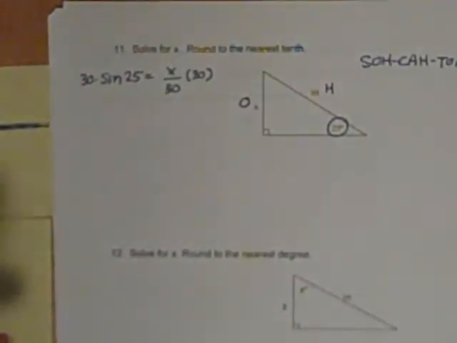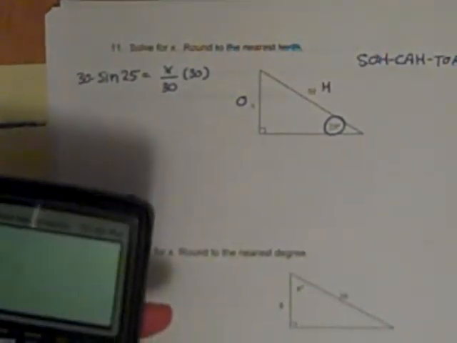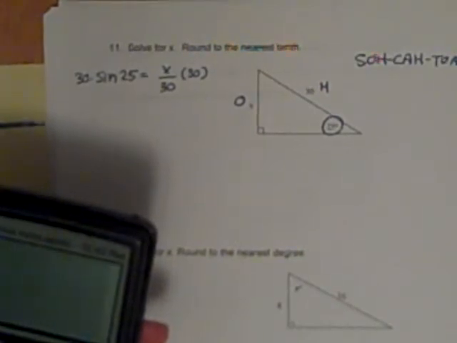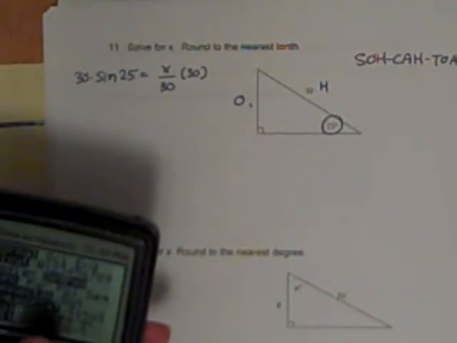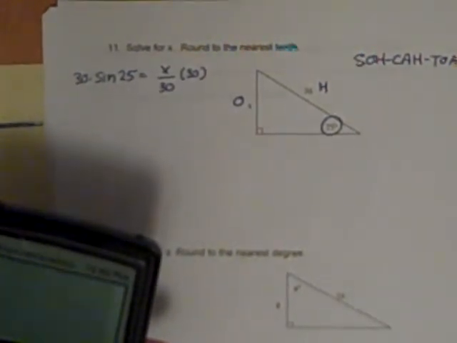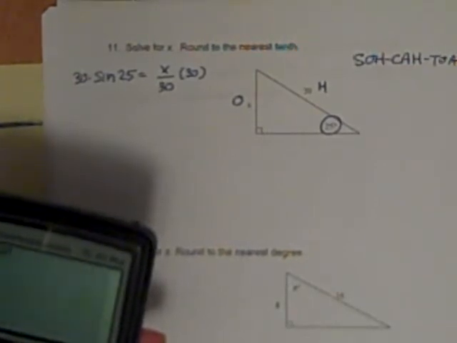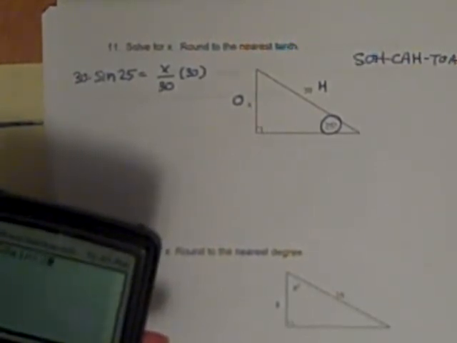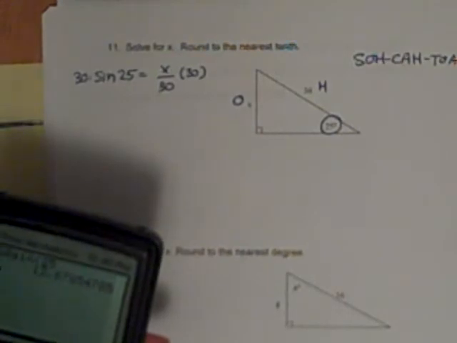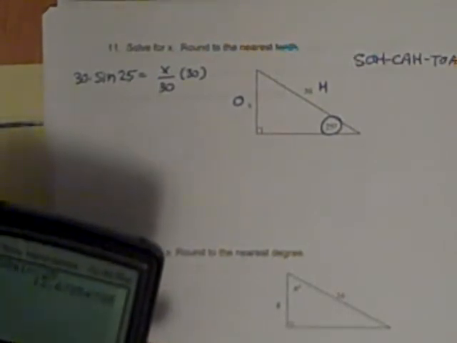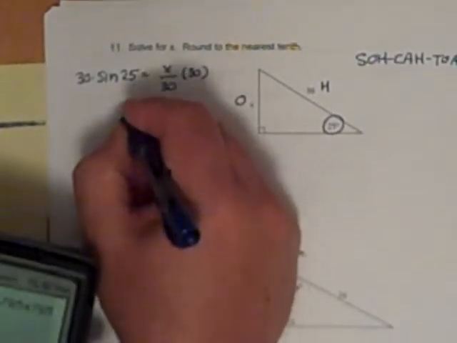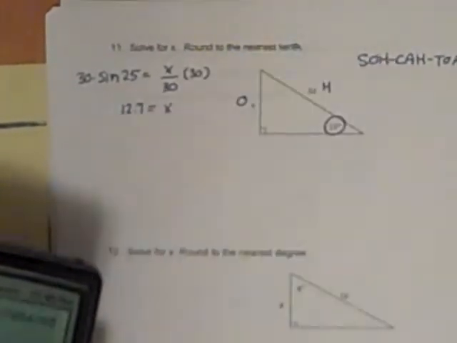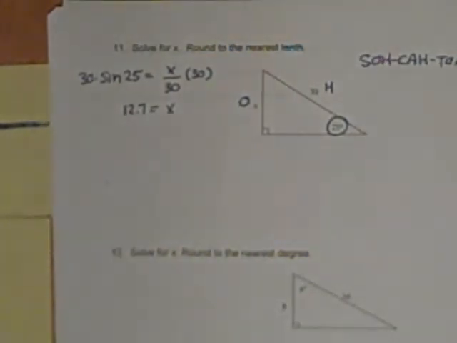Going to my calculator. We want to make sure that it's in degree mode, so we're going to press the mode button. I am in degree mode, so I'm good. I can clear that and just type in 30 sine 25. It gives me 12.67, to the nearest tenth would be 12.7, so x equals 12.7. All there is to it.